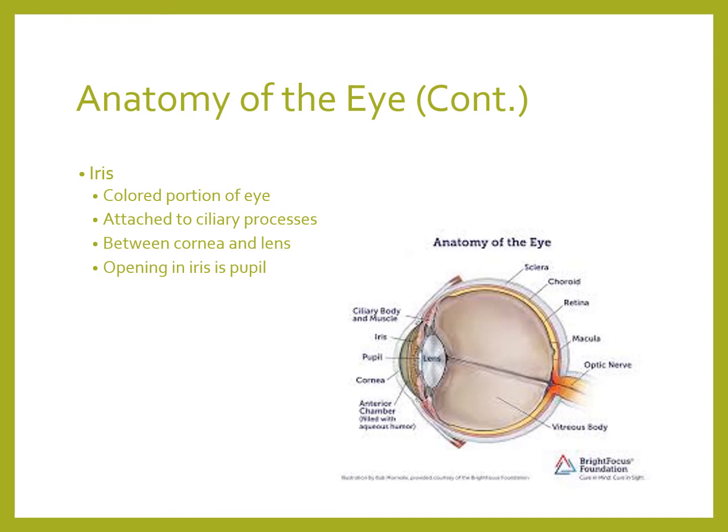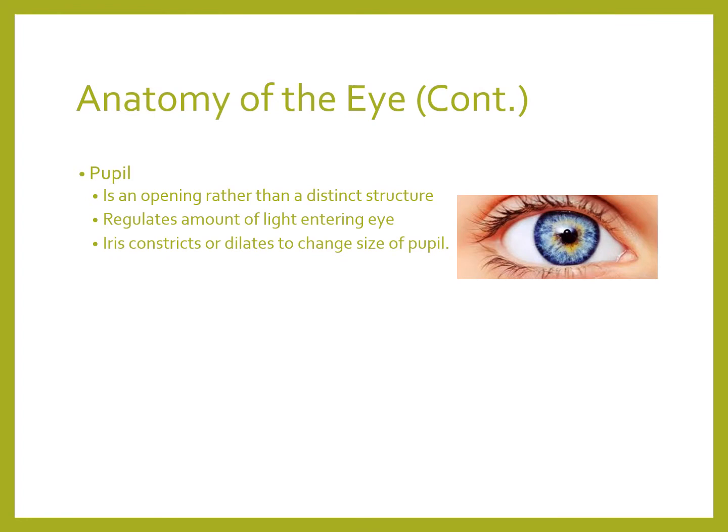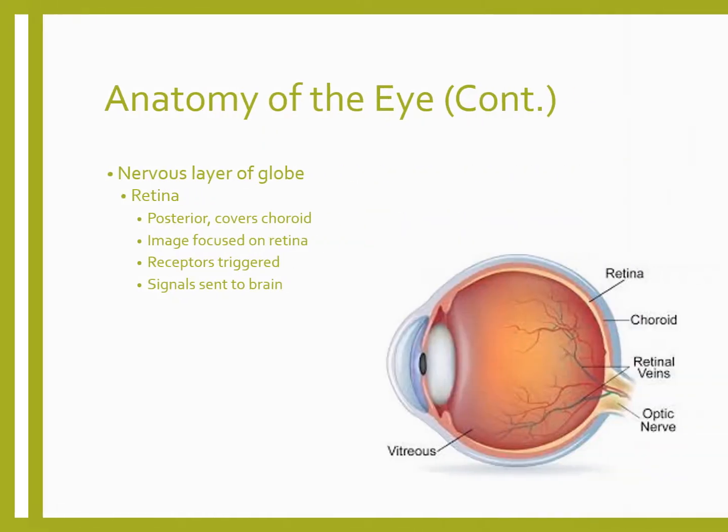The iris of the eye is between the cornea and the lens, and it's attached to the ciliary process. It works to change the size of its opening, and the opening within the iris is called the pupil. Most people are familiar with the iris of the eye. It is the colored portion, one of the first things you see when you're looking at a person's eyes. The pupil controls how much light enters the eye by constricting or dilating. It's not really a distinct structure, but rather an opening.